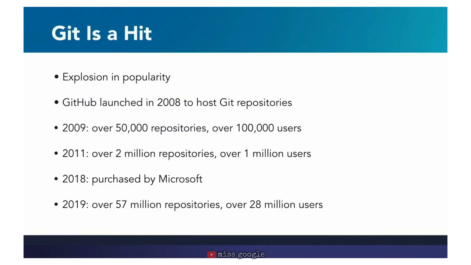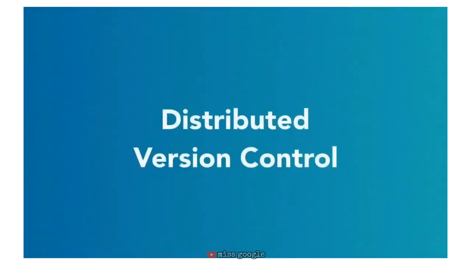In the next movie, let's talk about distributed version control and see why that's such an important feature. In this movie, I want to explain what distributed version control means so we can understand why it's such an important feature of Git.